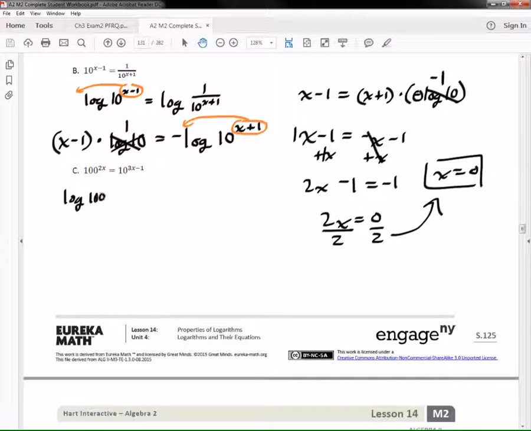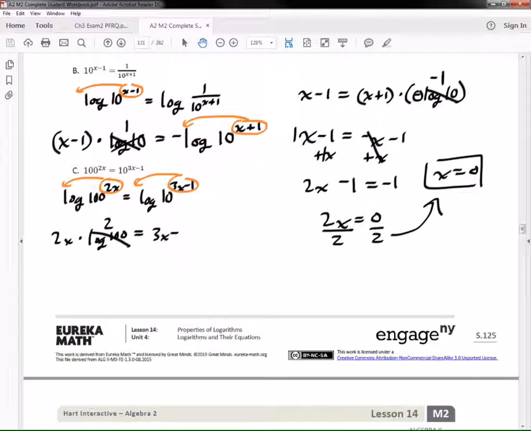Log of 100 raised to 2x equals log of 10 raised to 3x minus 1. So I just logged both sides. Why did I log both sides? Because there's a variable in the exponent. So I'm going to take this exponent and drop it like it's hot, and take this exponent and drop it like it's hot. So we got 2x times log of 100. It's 2. That's just a 2, right, people? And then this one's going to say 3x minus 1. What's log of 10? A 1?